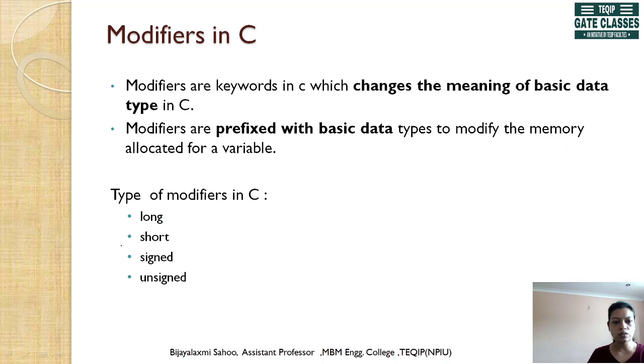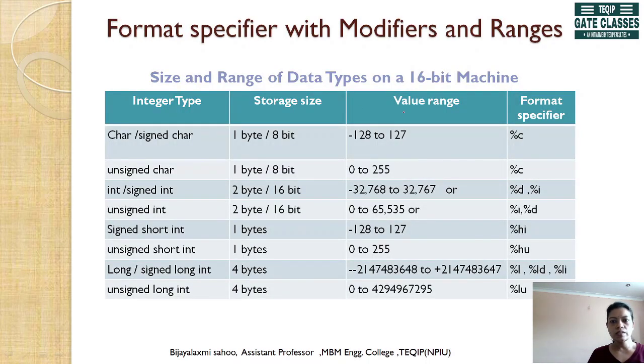So these are the modifiers we can use in our programming languages. Next, this table focuses on a 16-bit machine. In this table we'll discuss data types. This is for the integer data type and how much storage it is going to occupy. Then what is the range?